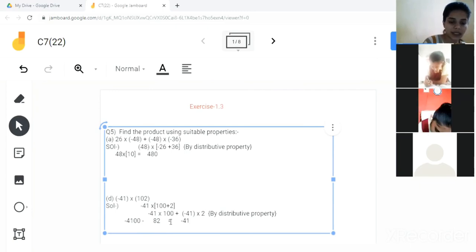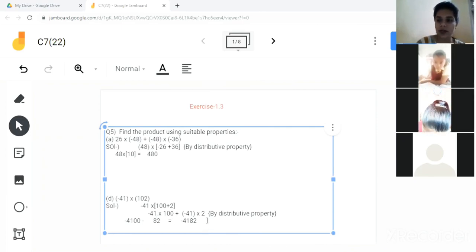Minus 4182. Okay, so this will be our answer. Because positive negative is negative, so minus 4182 will be our answer, children. In this way, you can apply the distributive property for solving our problem.